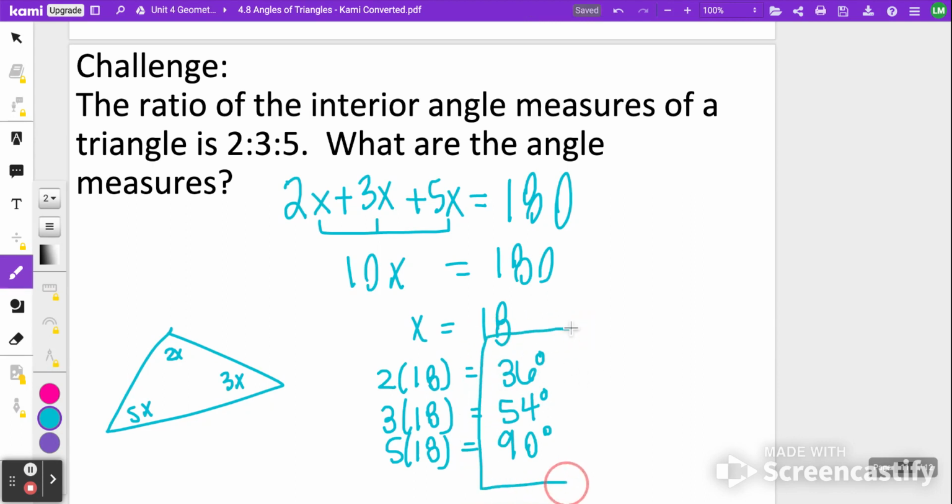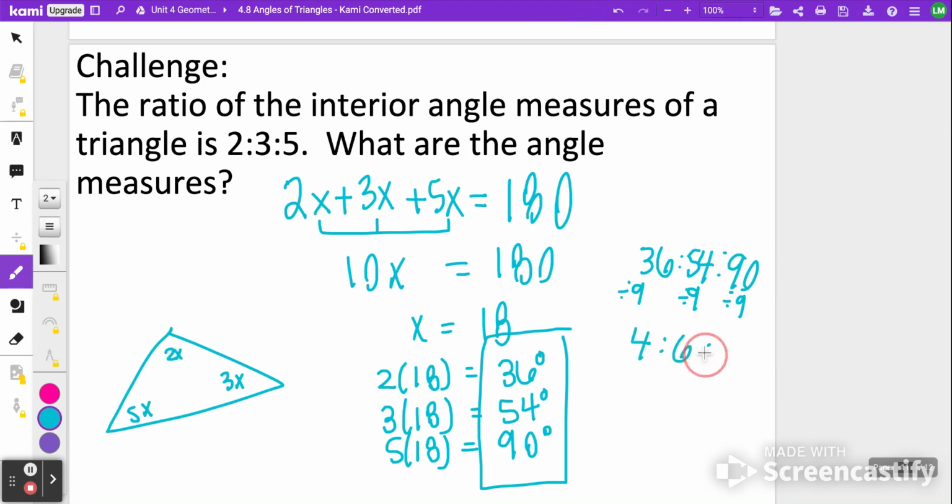So these are the angle measurements of 2 to 3 to 5 because they all have the ratio of 2, 3, and 5. One way I prove that is if I take this as maybe like a ratio and I simplify this. What does 36, 54, and 90 have in common? One number I'm thinking right off the bat is 9. If I divide all these by 9, I'm going to get 4 to 6 to 10. And 4, 6, and 10 all have 2 in common. So if I divide all these by 2, like simplifying a fraction, I still get 2, 3, and 5. So this is how I know my ratio is true for 2 to 3 to 5.